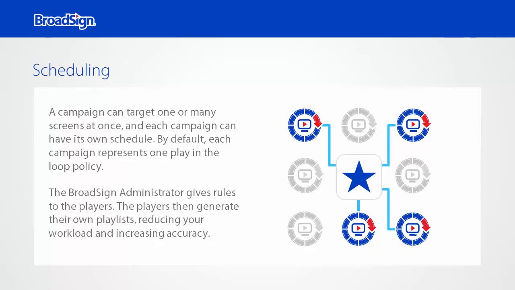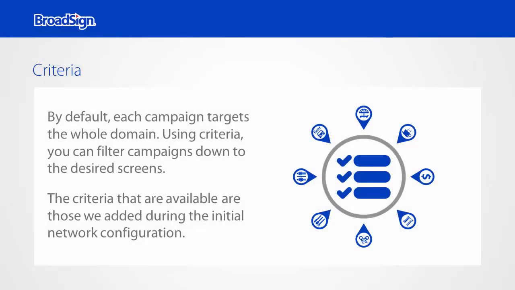The BroadSign administrator gives rules to the players. The players then generate their own playlists, reducing workload and increasing accuracy. By default, each campaign targets the whole domain. Using criteria, you can filter campaigns down to the desired screens. The criteria that are available are those we added during the initial network configuration.